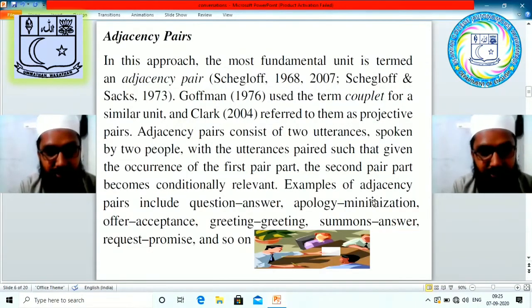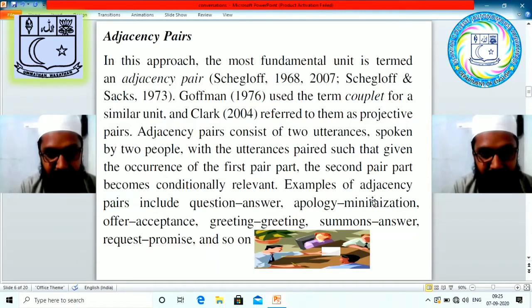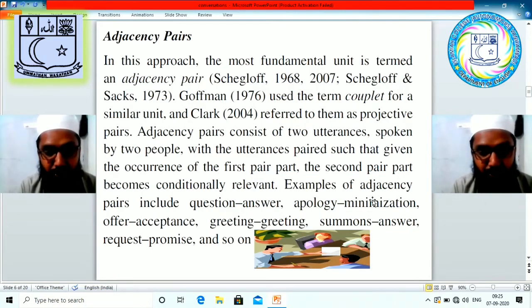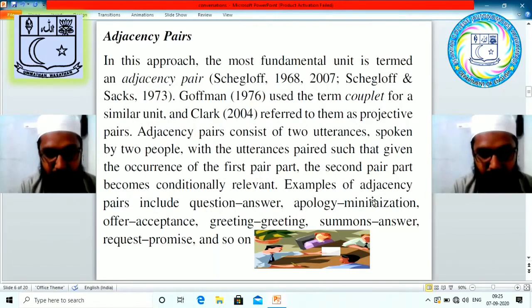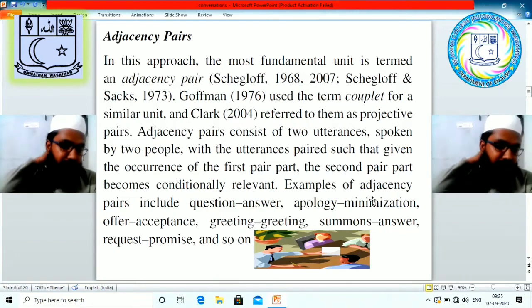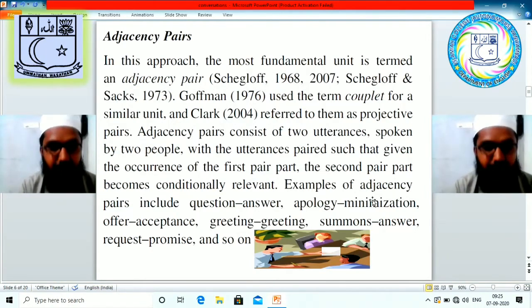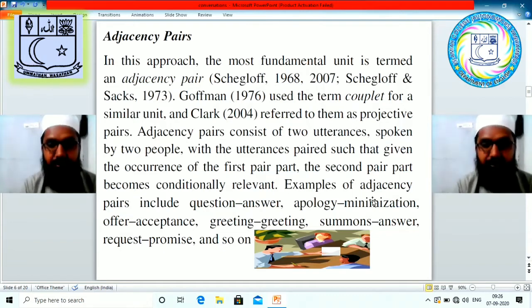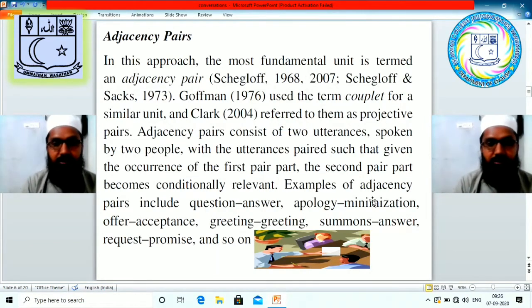Then we will see adjacency pairs. In this approach, the most fundamental unit is termed an adjacency pair. Goffman in 1976 used the term couplet for a similar unit. Then Clark in 2004 referred to them as projective pairs. Adjacency pairs consist of two utterances spoken by two people, with the utterances paired such that, given the occurrence of the first pair part, the second pair part becomes conditionally relevant. Examples of adjacency pairs include question-answer, apology-minimization, offer-acceptance, greeting-greeting, request-promise, and so on. These are all adjacency pairs.